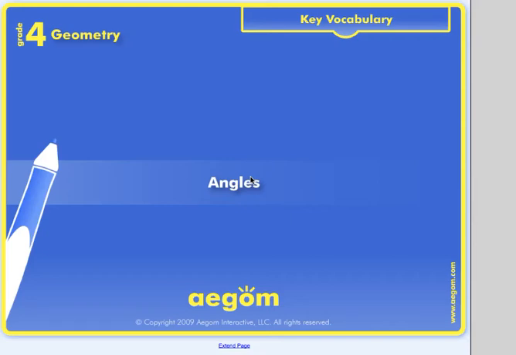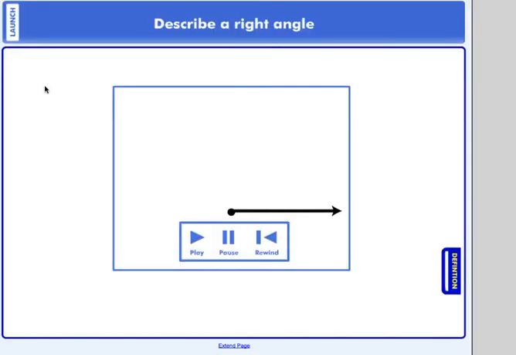This is video 29 for math lesson 3.4, angles. In 4th grade, you learned how to classify angles. So this is mainly a review of those kinds of angles. One kind of angle that we have is a right angle. If you had to describe a right angle, how would you describe it?